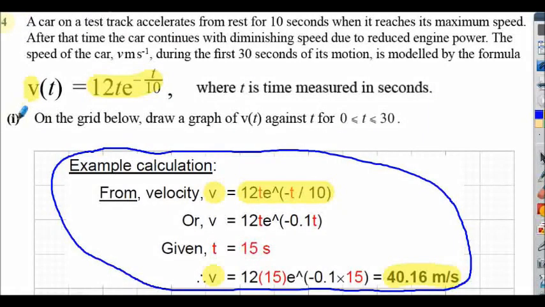So question 4, part 1, just undertaking a typical example calculation here. This is when t is equal to 15 seconds, so just simply inserting the value of 15 for t in the above equation, we can calculate velocity at this point in time, and we should do this for further points to allow us to draw the graph, which will not be a linear graph. Full solution shown on the following slide.